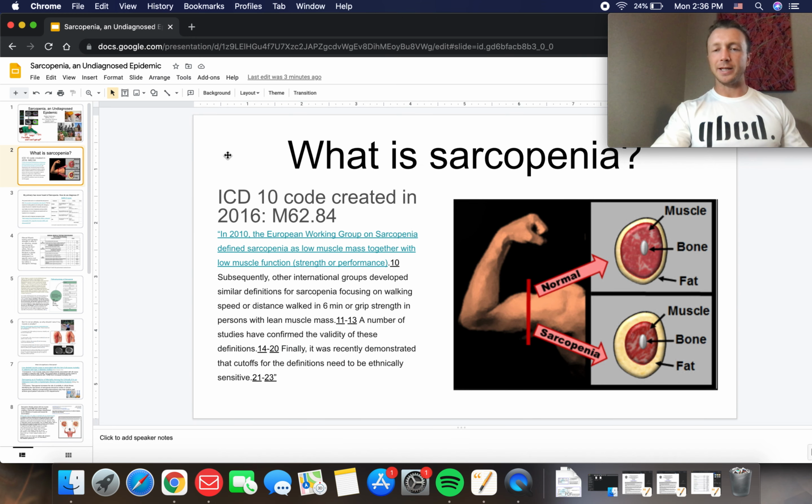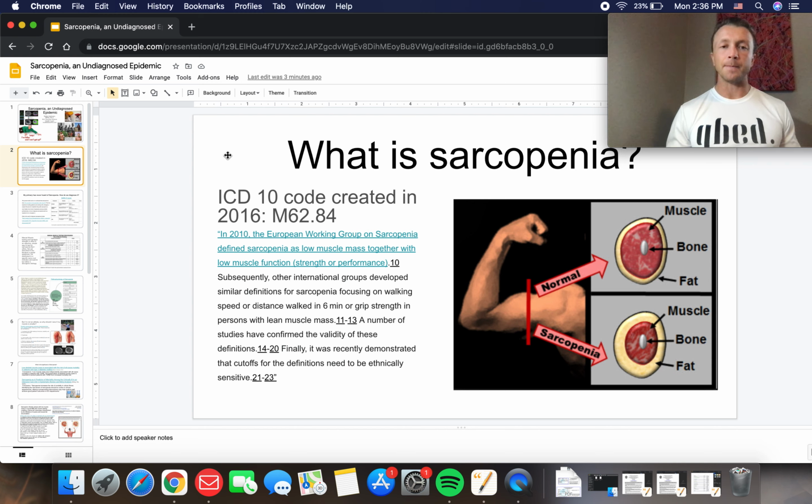What is sarcopenia? You may have never heard of it before. There is an ICD-10 code for it, M62.84. Now why is this important? ICD-10 codes are international diagnostic codes that help epidemiologists figure out how prevalent a condition is.